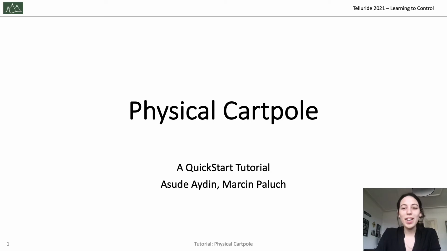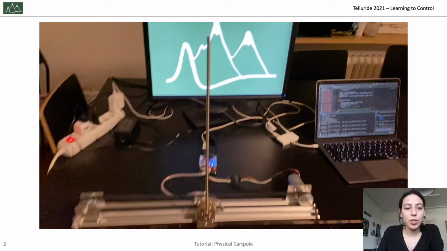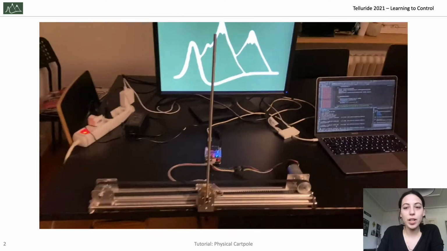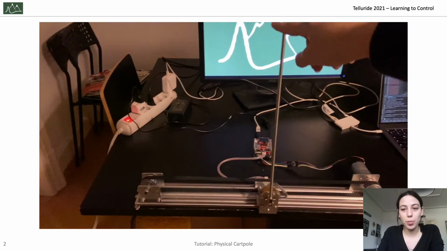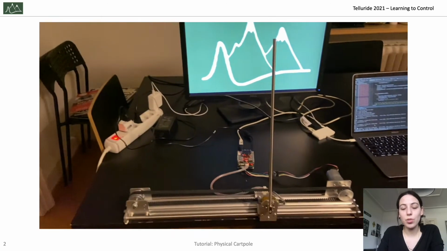Hello everyone, I'm Asude and I will tell you about the physical Cartpole, which is also known as the inverted pendulum problem. I want to start by introducing the physical Cartpole. The objective is to keep the pendulum vertical. This is the Cartpole we purchased from AliExpress. Here a PID controller is running on it.